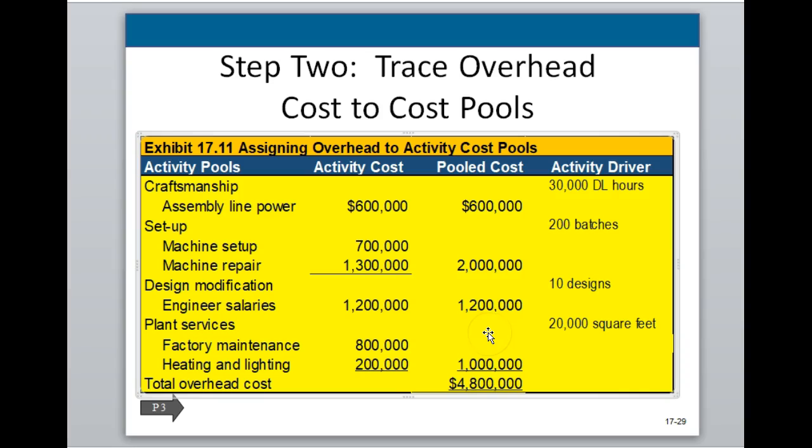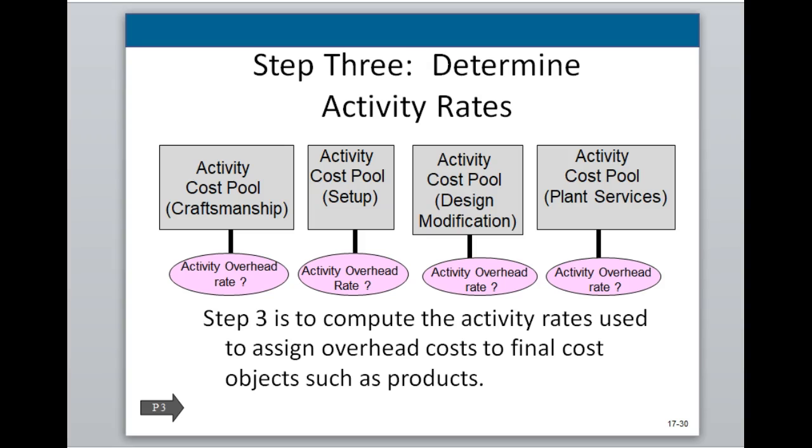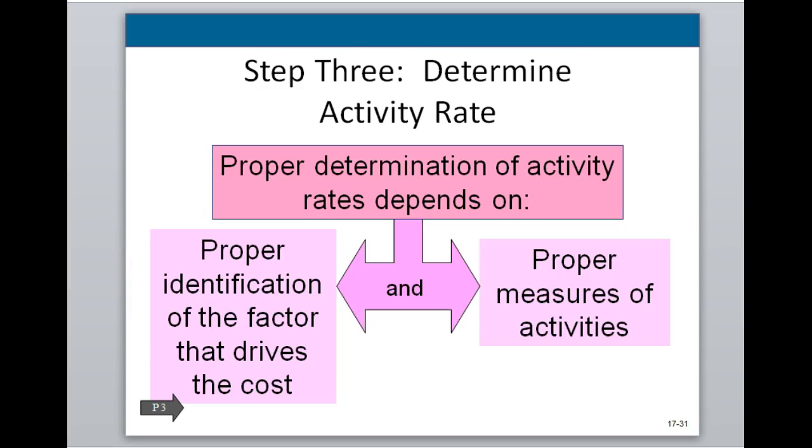Now all of these can get very important here because we're going to break it down even further. You can see how this is a little more complex than what we're doing with plant-wide. So step 3 is to add these up and figure out the overhead rate. So that's what we're going to do later on down the road here.